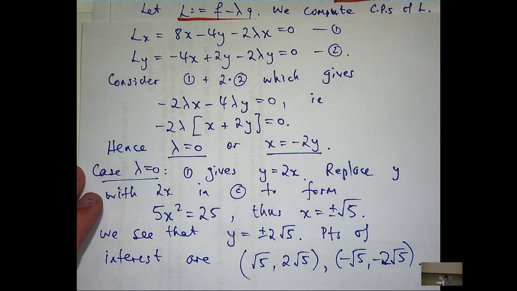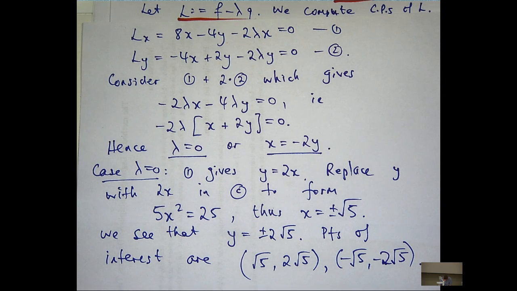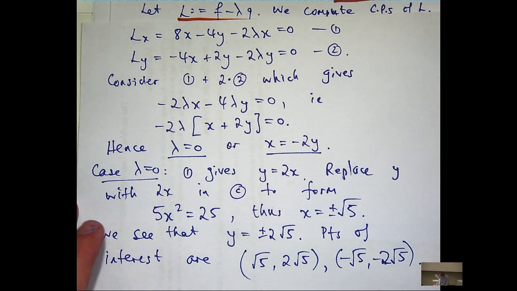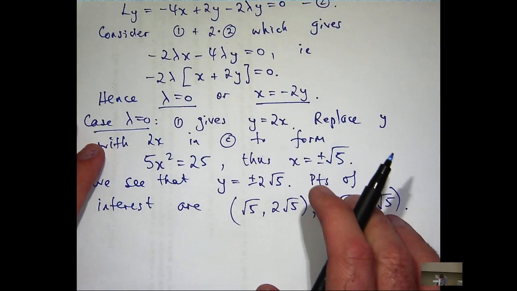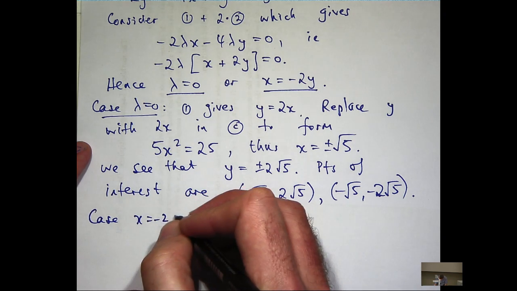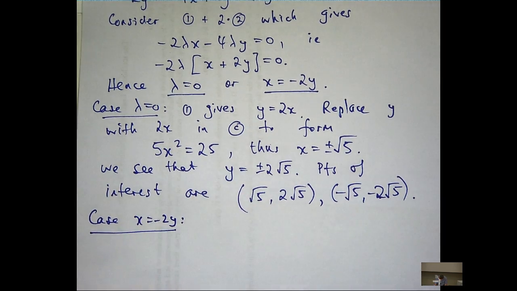Okay, so that's 2 points of interest, but we've only discussed one case. We've only discussed the case lambda equals 0. We still haven't discussed the case x equals minus 2y. Okay, we've done this case, but let's discuss this case as well. So in the case x equals minus 2y, we're going to use the constraint equation again, the x squared plus y squared equals 25. We're just going to substitute the x out.